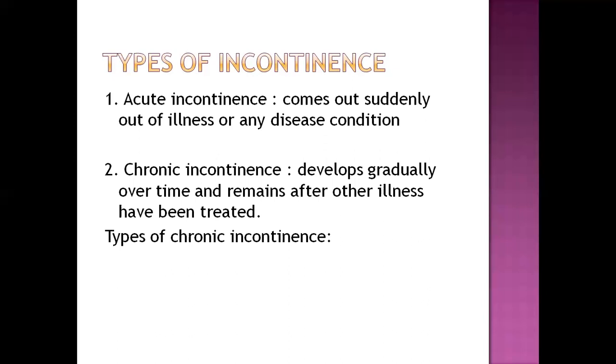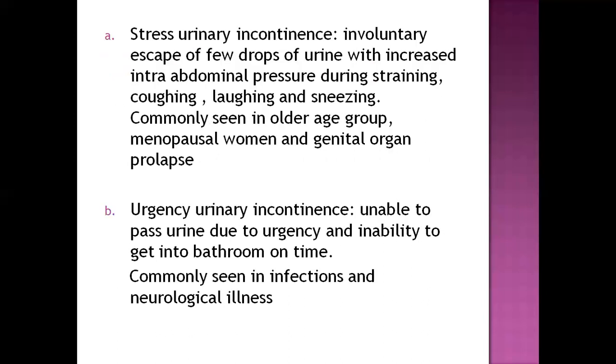We have types of chronic incontinence, that is stress urinary incontinence and urgency urinary incontinence. We also have a mixed type. Let's start with stress urinary incontinence. This is related to stress. When there is any kind of stress on the pelvic floor muscles, that causes stress urinary incontinence. This pressure on the pelvic floor muscle occurs while coughing, laughing, and sneezing. This is commonly seen in older adults.